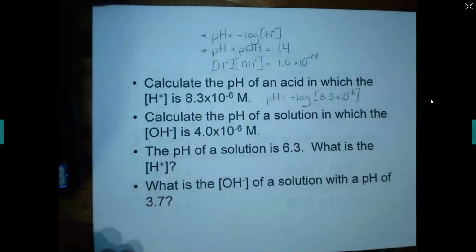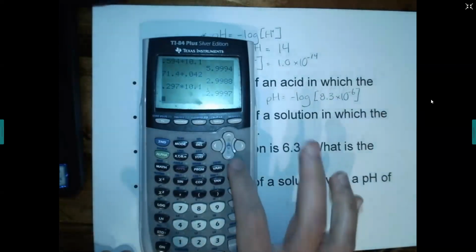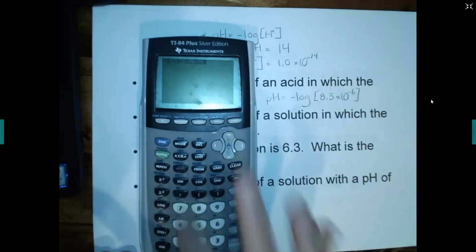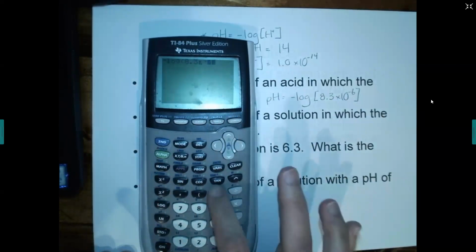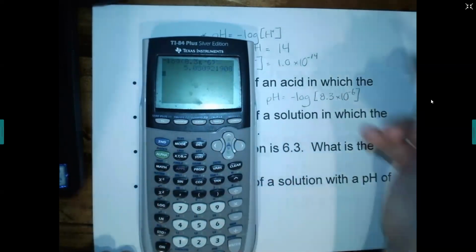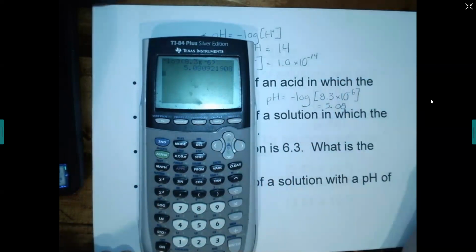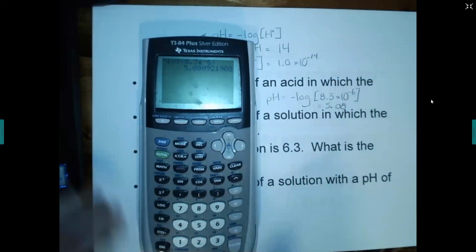So in my calculator, I've got negative log 8.3 e negative 6, and I get 5.08 as my pH. And we're done. Easy as that.